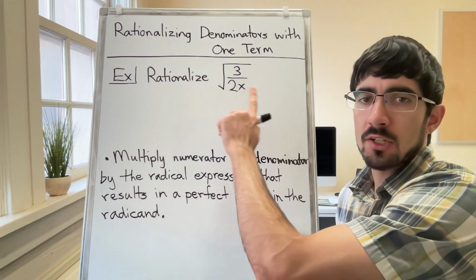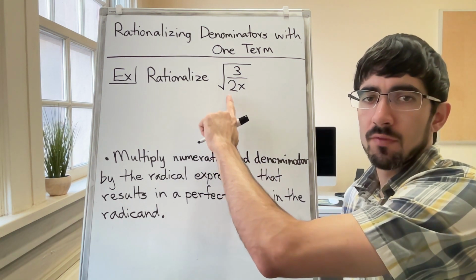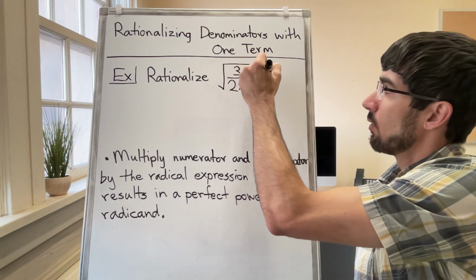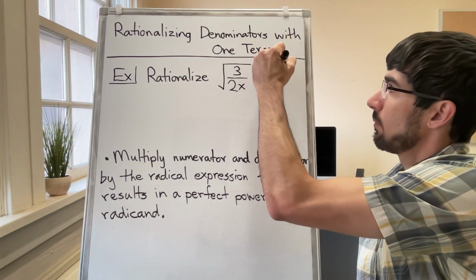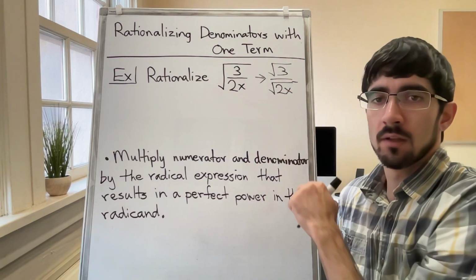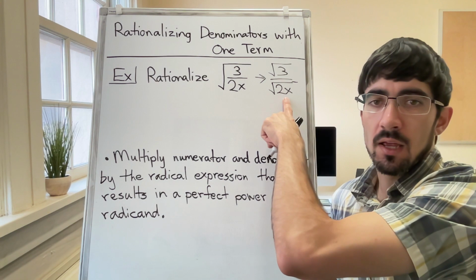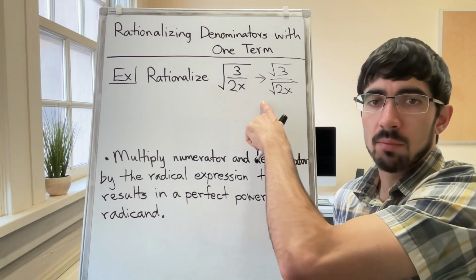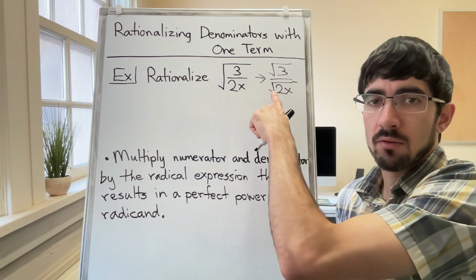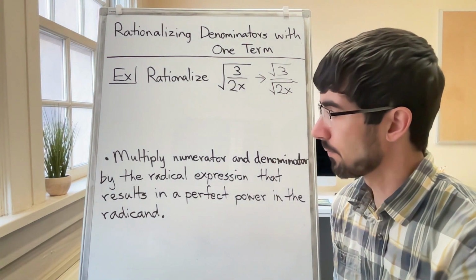I want to rationalize, or I could have also said simplify, the square root of 3 over 2x. And we know from the quotient property that this is the same as the square root of 3 over the square root of 2x. Now right now, this is not a perfect square, and so I can't apply the square root. There's no way to simplify this radical expression in the denominator.